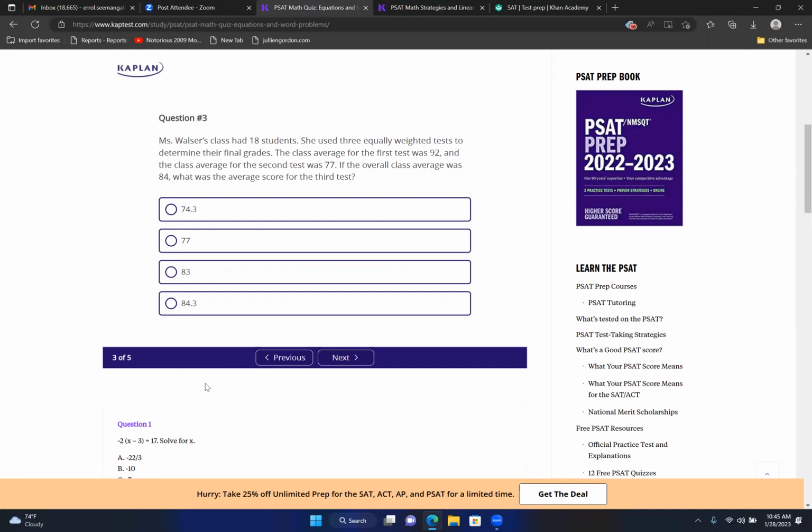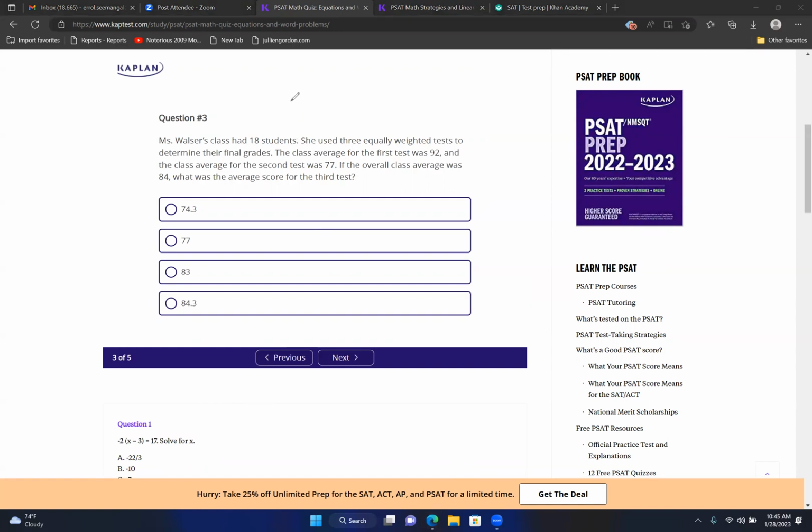Miss Walter's class had 18 students. She used 3 equally weighted tests to determine their final grades. The class average for the first test was 92, and the class average for the second test was 77. If the overall class average was 84, what was the average score for the third test? Okay. So how do we do this one?